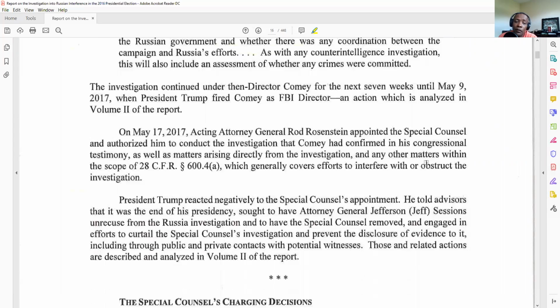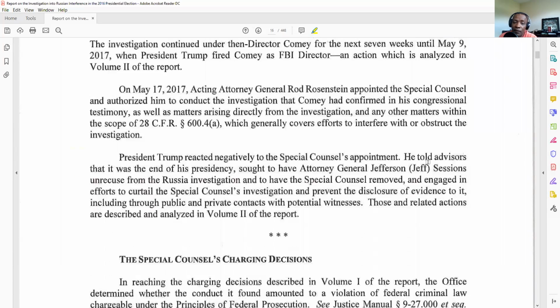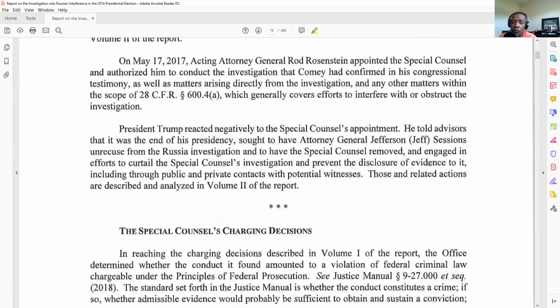On May 17, 2017, Acting Attorney General Rod Rosenstein appointed special counsel and authorized him to conduct the investigation that Comey had confirmed in his congressional testimony, as well as matters arising directly from the investigation and any other matters within the scope of 28 CFR section 600.4(a), which generally covers efforts to interfere with or obstruct the investigation.